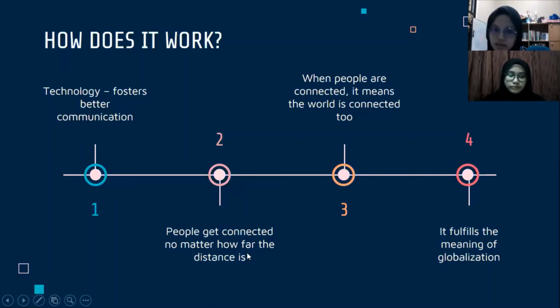So when people get connected, no matter how far the distance is, it means the world is connected too. Therefore, it fulfills the meaning of globalization at the first place, which I have mentioned in the earlier slides, where globalization's purpose is for us to stay connected.